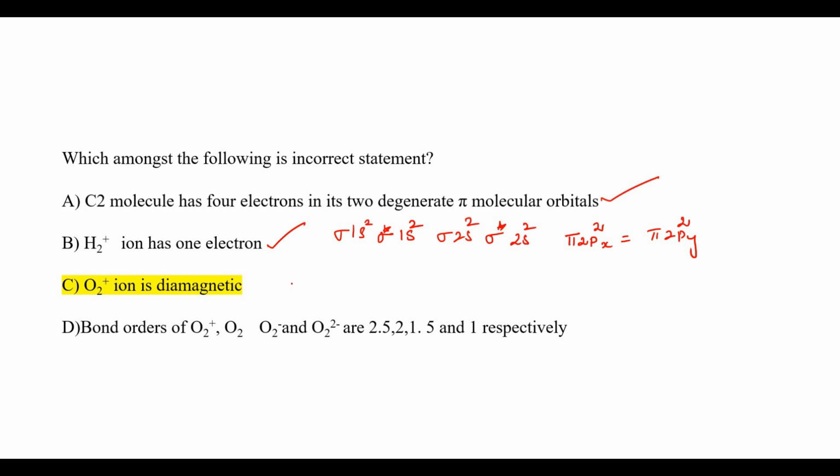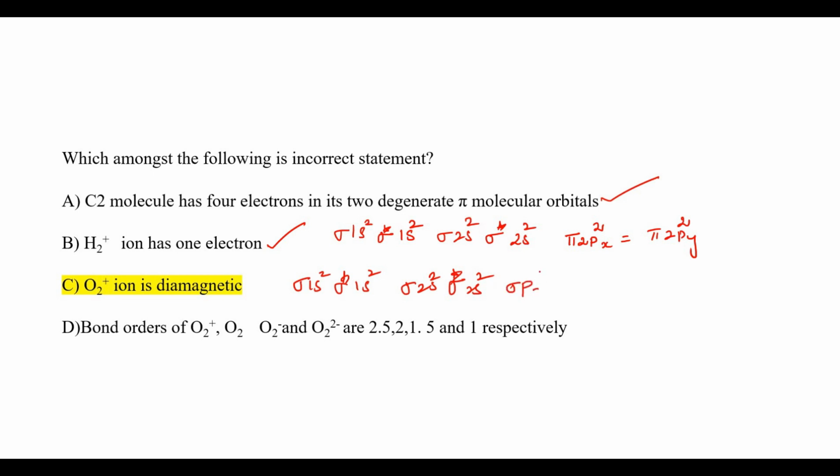Let us see the electronic configuration of this. Sigma 1s2, sigma star 1s2, sigma 2s2, sigma star 2s2. There are totally 15 electrons in the O2 plus ion; O2 has 16 electrons. Therefore, the electrons in the molecular orbitals are filled like this.